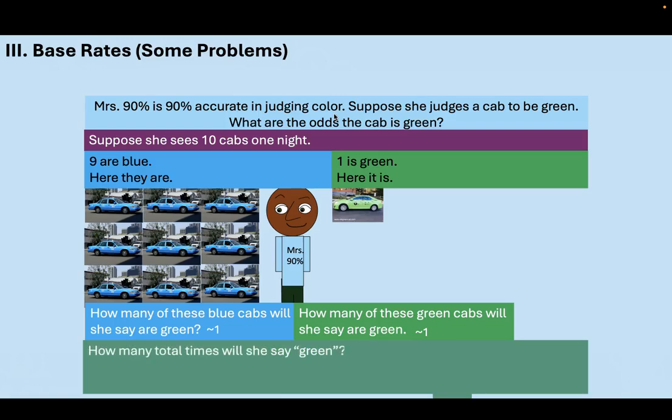So how many total times will she say green? She'll say green for the one that is green, and she'll also say green once for the ones that are blue. So 2 total times. How many of them are actually green? Well, it's 1. So what are the odds she's right if she says a cab is green? Well, 50%, 1/2.